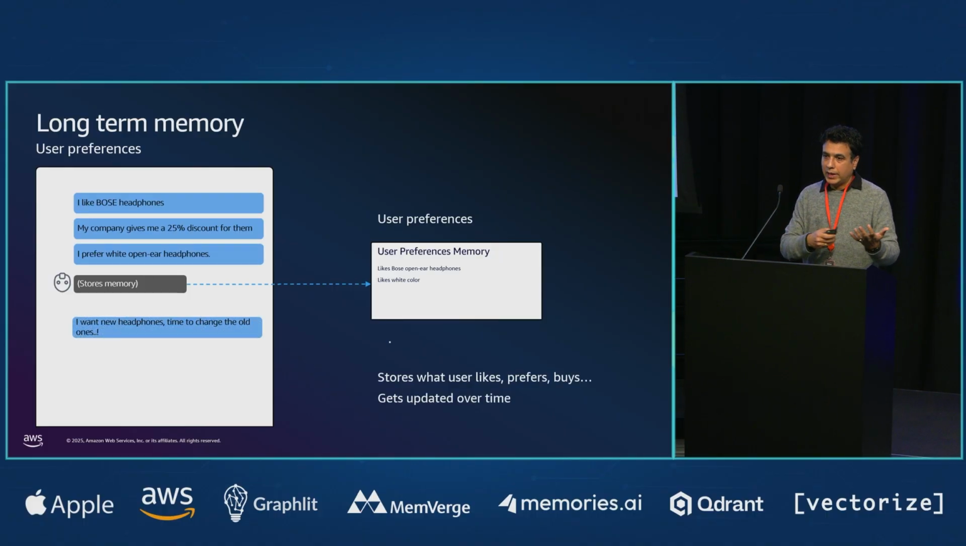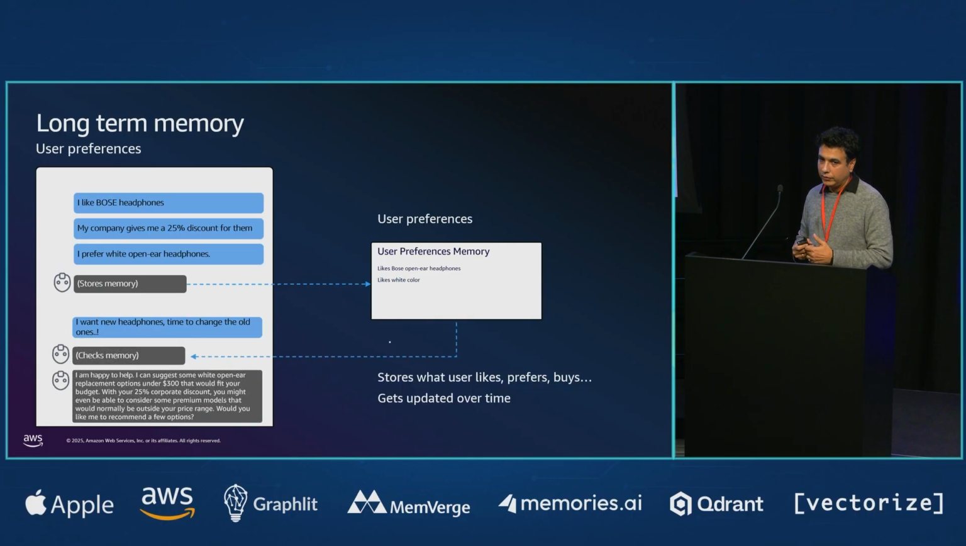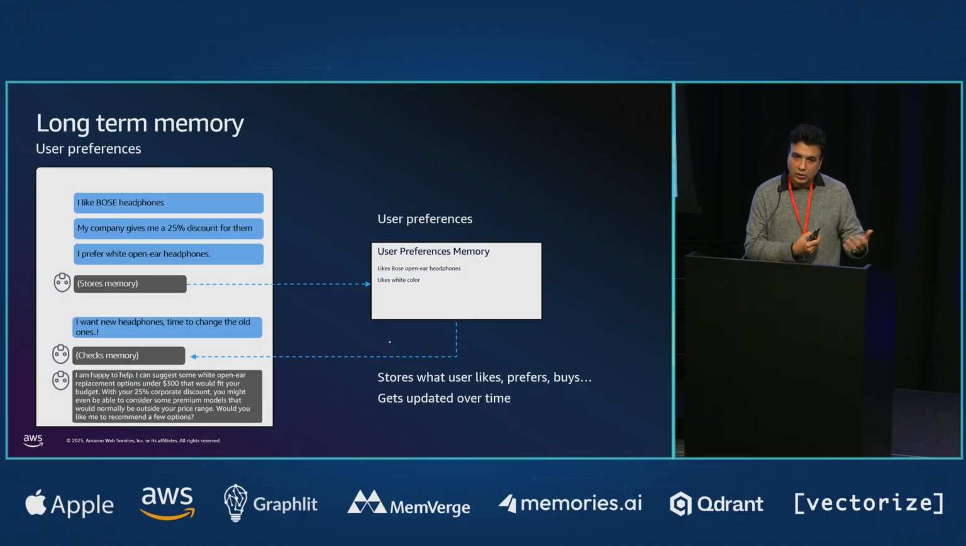And whenever you come back again and want to buy a new headphone, it already knows all of your preferences and says, I'm happy to help. It'll give you some options for open ear Bose headphones, also considering that you get a 25% discount, this is what it's going to cost you. And this memory gets updated over time. So if you change your preference tomorrow from Bose to something else, that will be updated in the memory as well.